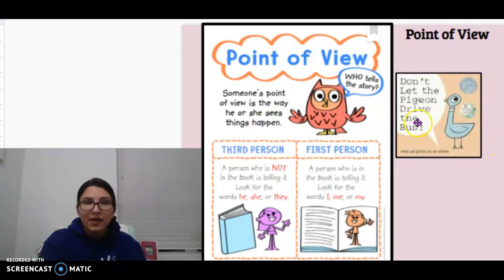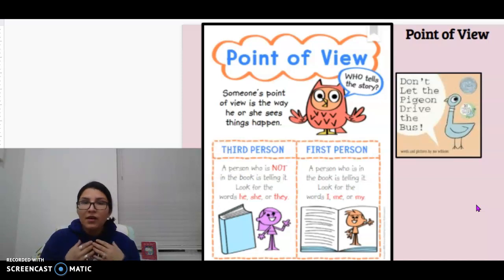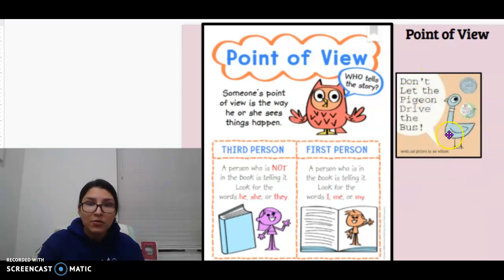Okay, so right here is the book, Don't Let the Pigeon Drive the Bus by Mo Willems. This book is first person point of view. The first person point of view is written to get you to interact. You're the reader. So whenever we're reading this story, if you haven't already heard this story before, the author, Mo Willems, wrote this in a way that you the reader, or me, we respond. So whenever the pigeon says, hey, please let me drive the bus, we say, no, no, no. So we're interacting. So this book is an example of first person point of view.